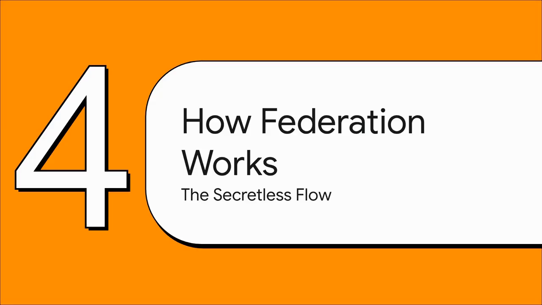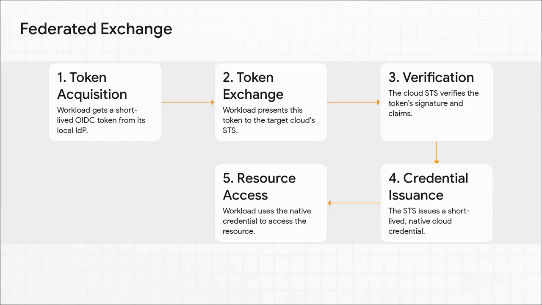We're about to walk through the 5-step flow that completely replaces the need to store a static key on a machine. Ever. All right, before we see the diagram, let's just break down the logic. First, the workload gets a temporary ID token from a local provider that it trusts. Second, it takes that token and goes to exchange it with the cloud's Security Token Service, or STS. Third, the cloud STS checks if the token is legit. Fourth, if it all checks out, the cloud issues a different native short-lived credential.